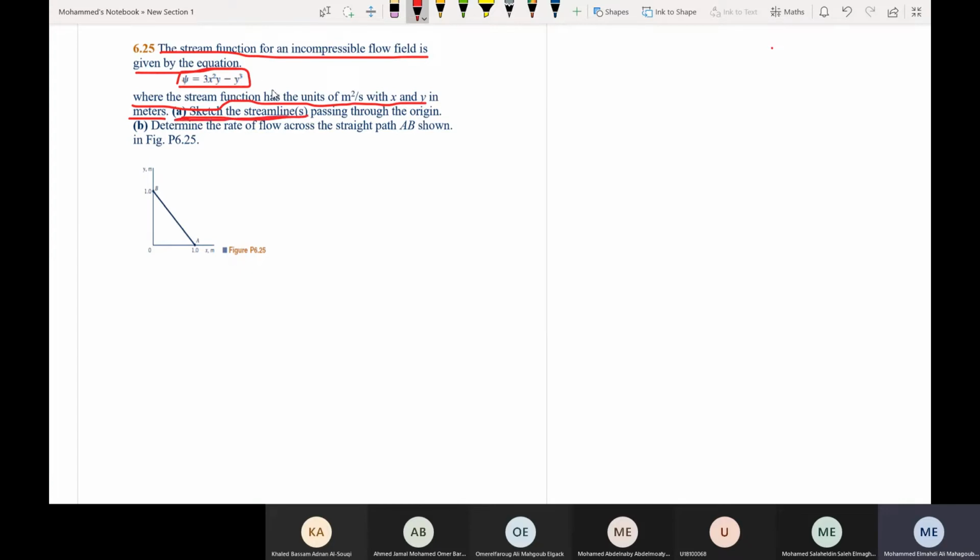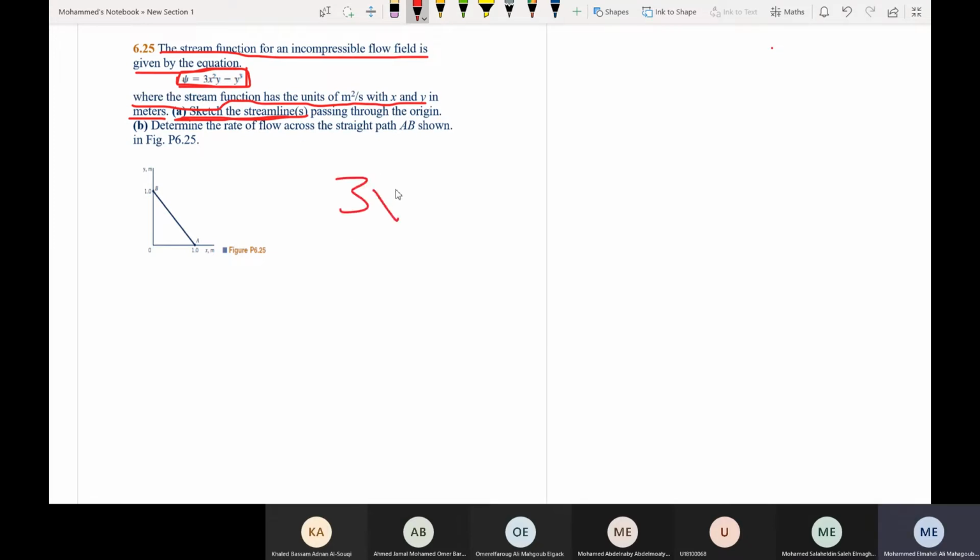How can we sketch the streamlines? Actually, the stream function is the same equation as the equation of the streamlines, but we need to separate it, x equal or y equal. Which one is easier here, x equal or y equal? To separate it, x equal, right, because here x is in one term only, so we can take the y to the other side and divide by y. Or if you take it as y equal, it's also the same, but x equal is easier.